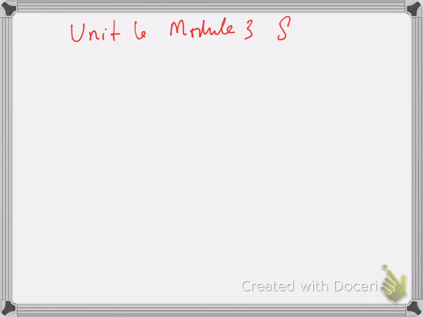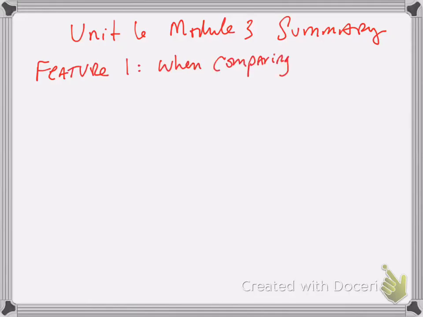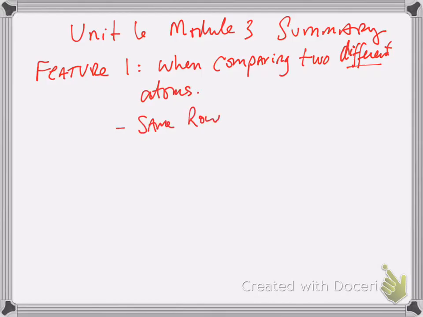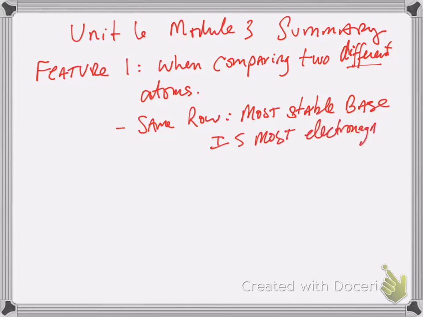I just want to bring up a nice summary of the different features and how they interact with acid-base behavior. You get a lot of questions based on the features, so let's just talk about it. So feature 1 is used when comparing two different atoms, right? If it's the same row, we look at the most stable base, and the most stable base is going to be the most electronegative atom.